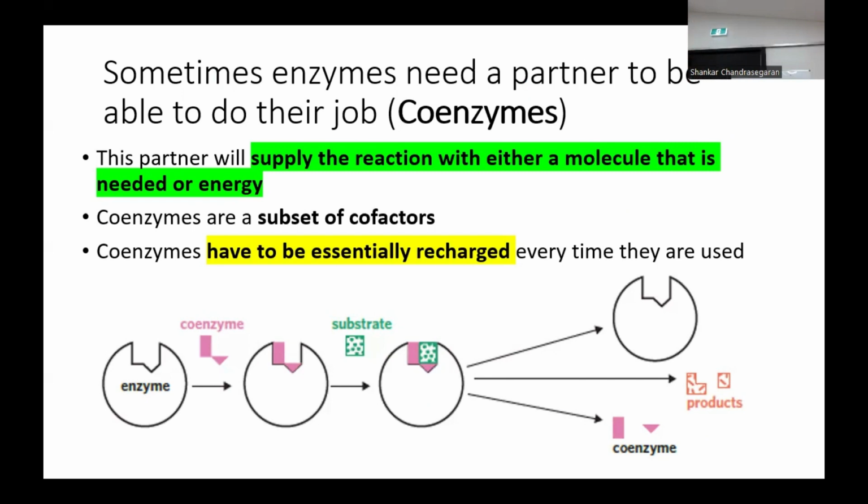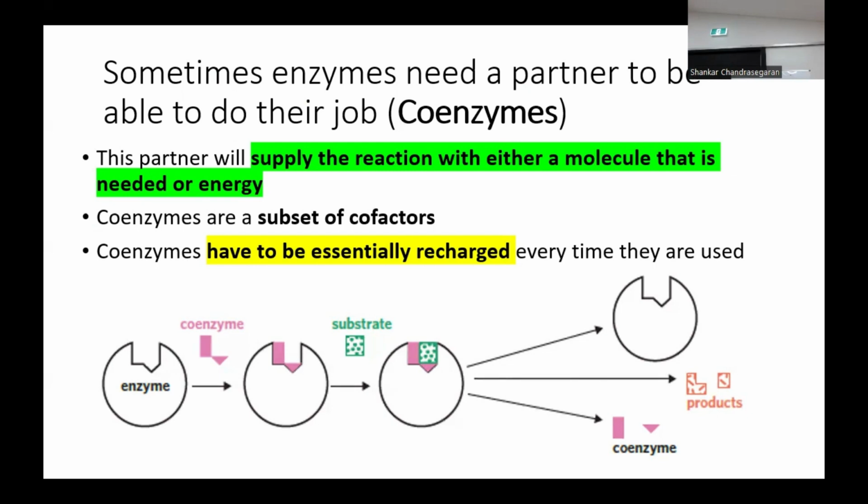This is the last factor that can influence enzyme activity. This one is when a specific partner joins together with the enzyme to allow it to actually carry out its function. So this partner will supply the reaction with either the molecule it needs or a set amount of energy for the reaction to occur. More often than not, it's more about the energy.